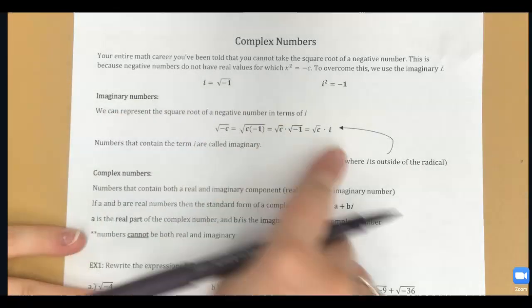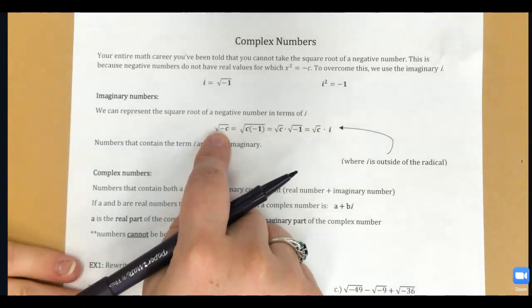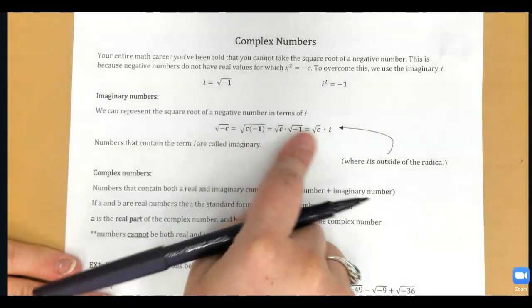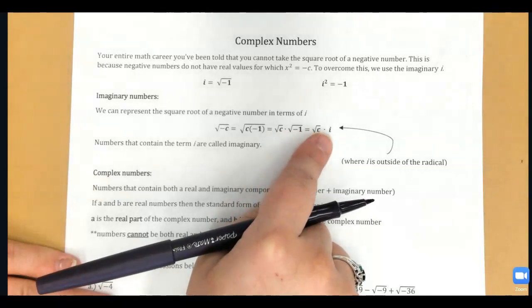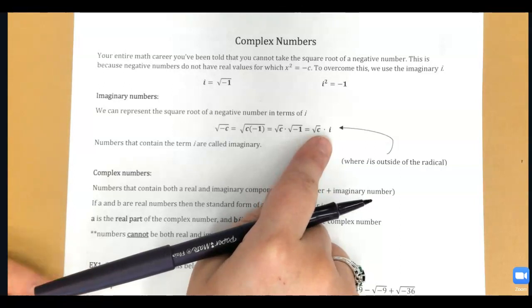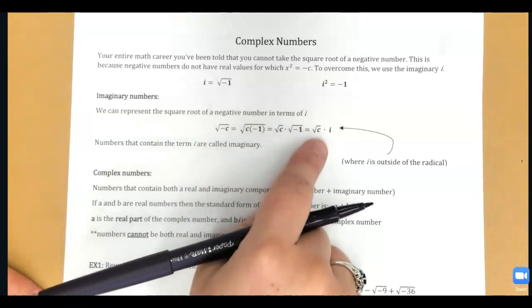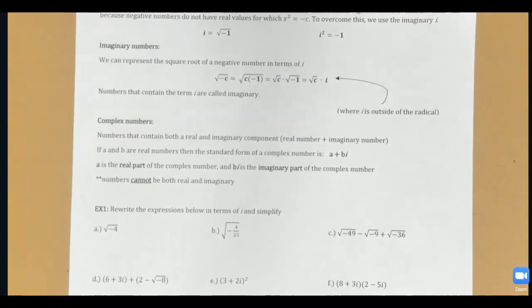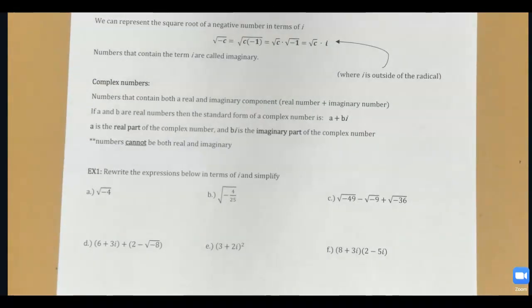So remember, with our imaginary numbers, if I have the square root of a negative number, I rewrite it in terms of i by bringing out the negative outside of my radical and replacing it with i. So the square root of your number, i, is how you rewrite it as an imaginary number. And if I am adding or subtracting a real number on that imaginary number, that is called a complex number.